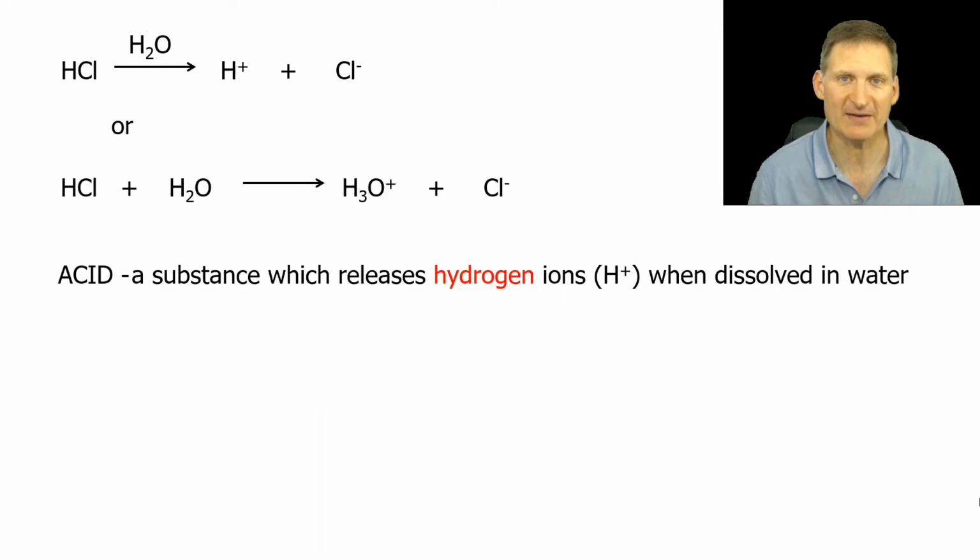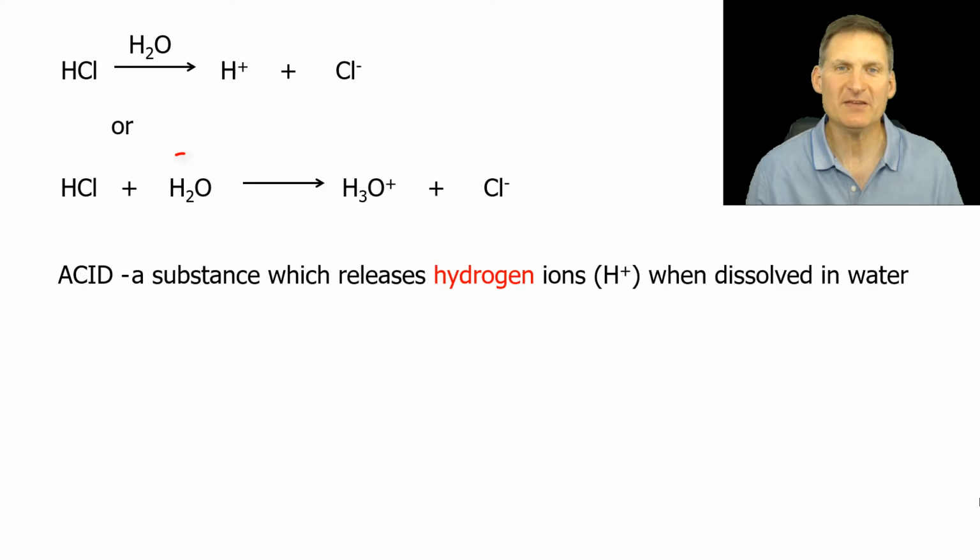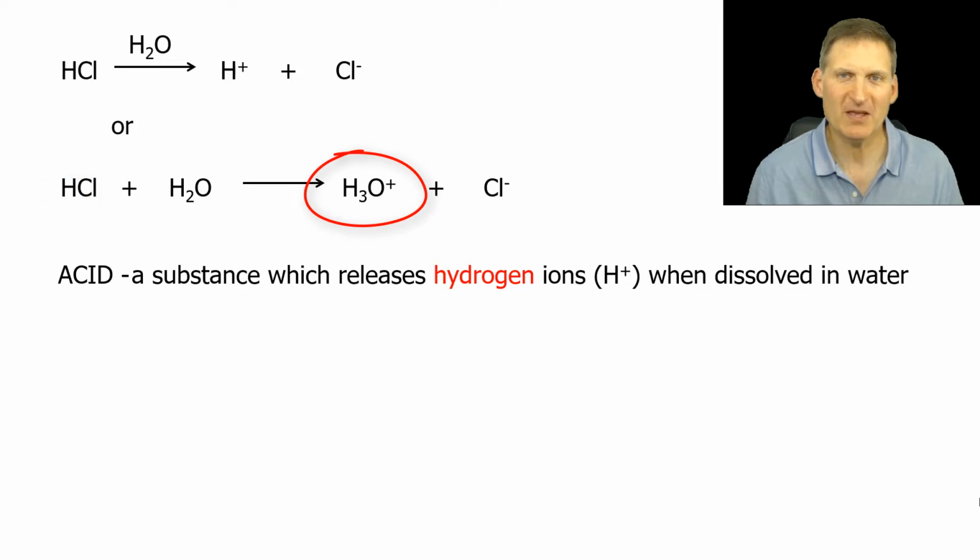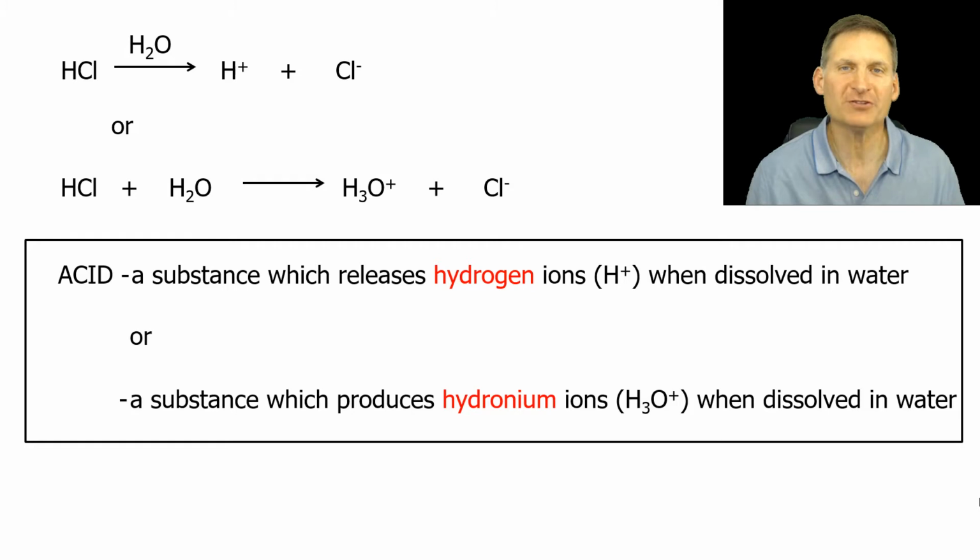Now, having said that, consider this equation. This is an alternative way of representing the same general process. However, this time the water is considered to be actually reacting with the HCl. This water here takes the H plus from here to leave you with this H3O plus ion as a product. The H3O plus ion is called hydronium. Therefore, we can also define an acid as a substance which produces hydronium ions when dissolved in water.